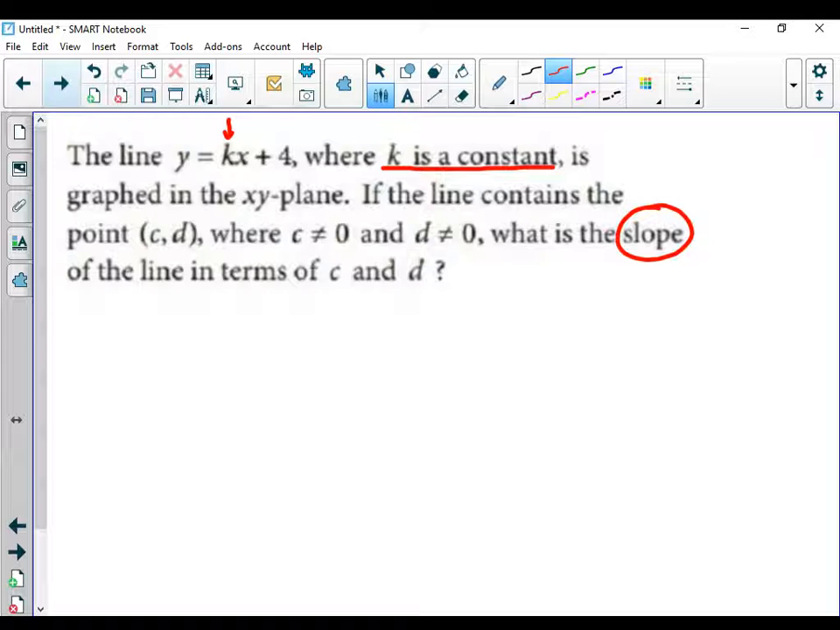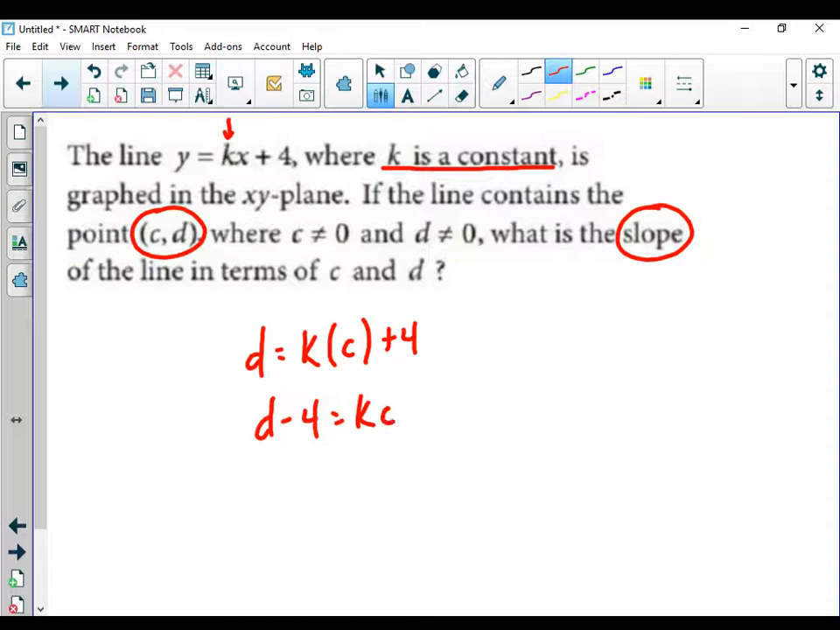The other tricky part was they gave you an ordered pair, but it wasn't numerical. It was a variable for x, a variable for y. In this case, it was c and d. So I'm going to go to that equation. Instead of y, I'm going to put d. We don't know k. Instead of x, they want us to put in c, and then plus 4. So from here, it becomes an exercise in solving for k. I can do that by subtracting 4, and then dividing by c. So that's why our slope, the k value, would be (d minus 4) over c.